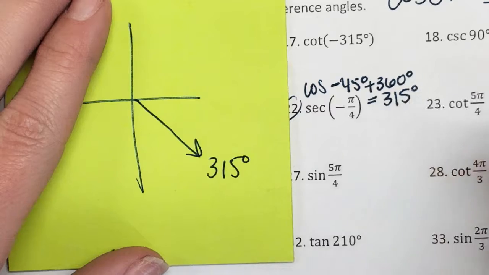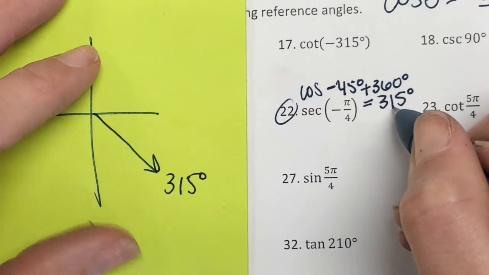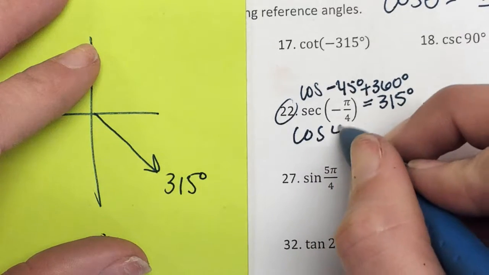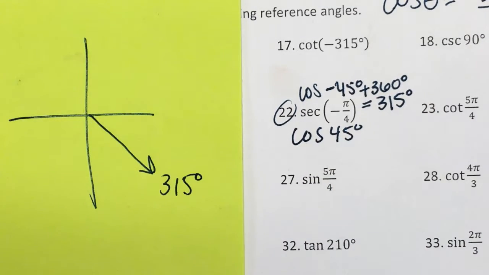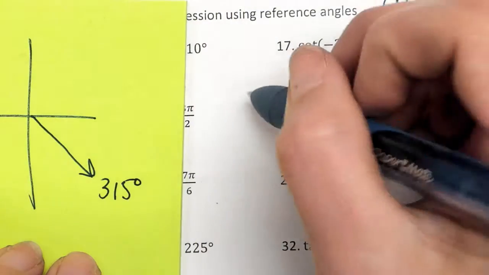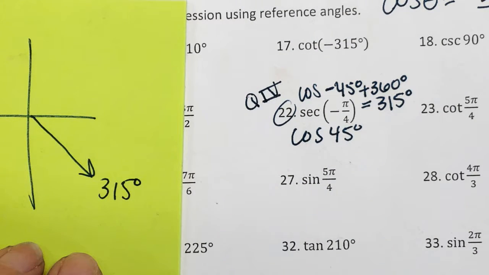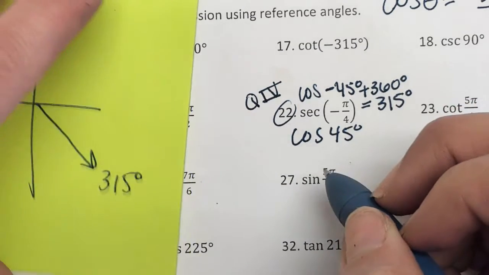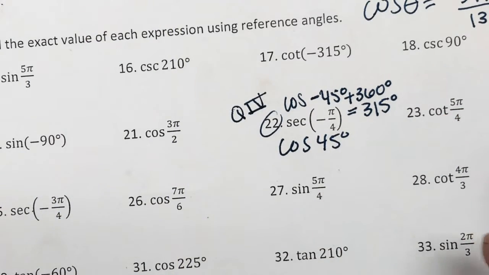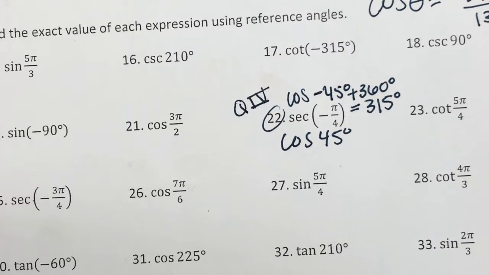Alright, how do I find 315's reference angle? Yes, which is going to give us what? Very good. So we're finding cosine of 45. Before that, what quad was this in? This original angle? Good. Quad 4. Wait, is it always going to be the same? What do you mean? Like this? Oh, no. Not always.